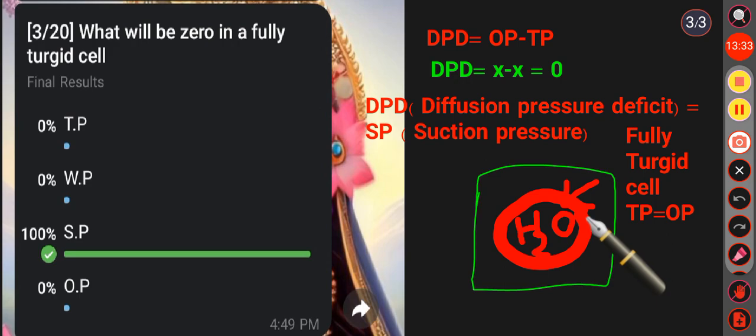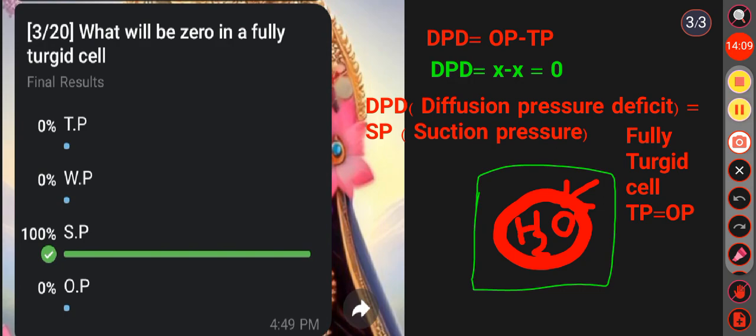When a cell is placed in a hypotonic solution, water enters the cell by the process of endosmosis and the cell becomes turgid. Remember, in a fully turgid cell, the turgor pressure is equal to osmotic pressure. Suppose the osmotic pressure is X. Then TP equals OP, so the value of TP is also X. Then the DPD equals 0.